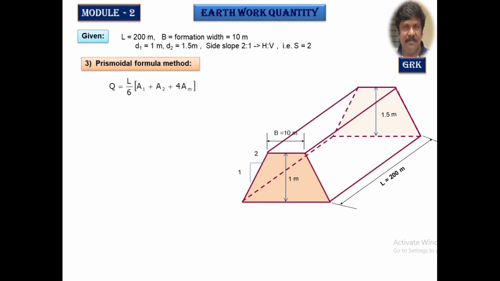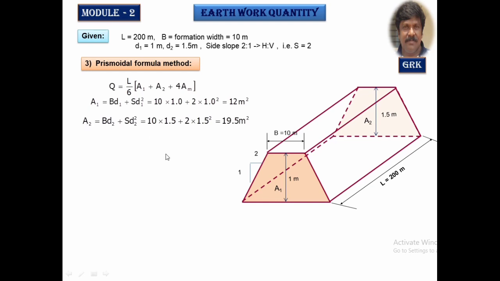Now the quantity of earthwork for this trapezoidal shape is given by the formula L by 6 into A1 plus A2 plus 4 times AM, where A1 and A2 are the areas of the cross section at the first section and the last section, which is calculated by the formula BD1 plus SD1 square. A2 is the area of the second section, which is given by BD2 plus SD2 square, whereas AM is not the area of the average of A1 and A2.